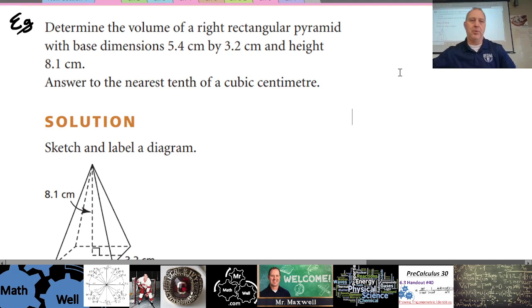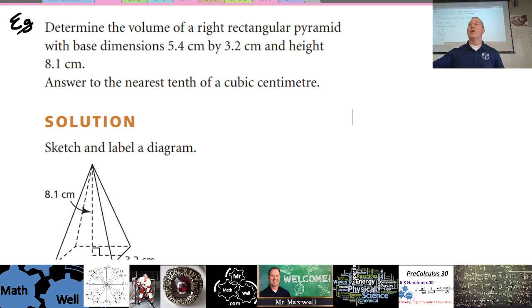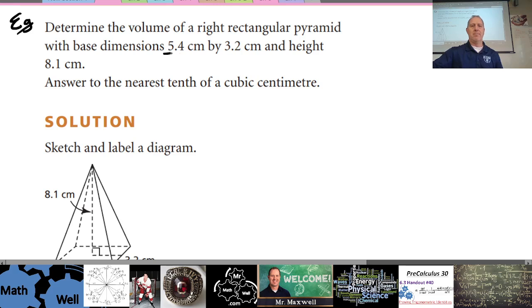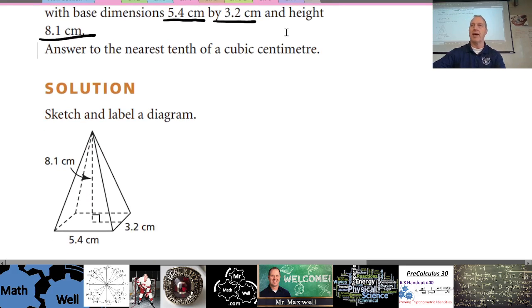Okay, this example: determine the volume of a right rectangular pyramid with base dimensions 5.4 centimeters by 3.2 centimeters and a height of 8.1. Very good idea for you to sketch out the diagram and put this information on the diagram, okay? I would strongly suggest you do that. Even if you're terrible at drawing pyramids at this point, try to sketch it out so that you can see what's going on. So these are the base dimensions, and this is the overall height.